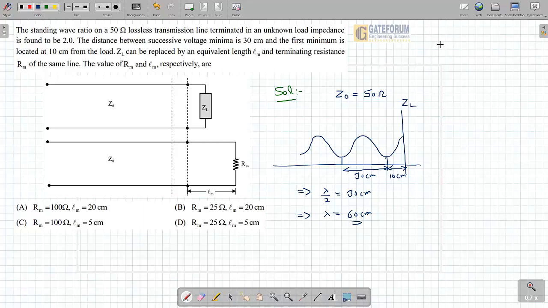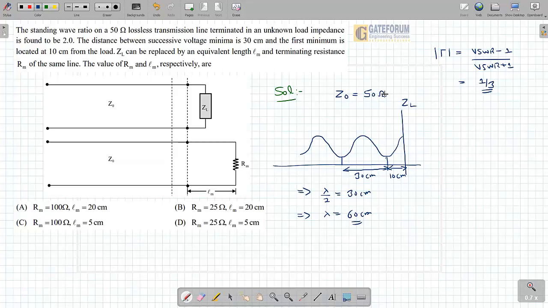Now further, VSWR is given as 2, so I can find out the reflection coefficient magnitude. So the magnitude of the reflection coefficient is VSWR minus 1 upon VSWR plus 1. That will become 1 by 3. Okay. Now further, in this question, we know how to find out the length of the minima with respect to the phase of the reflection coefficient angle.